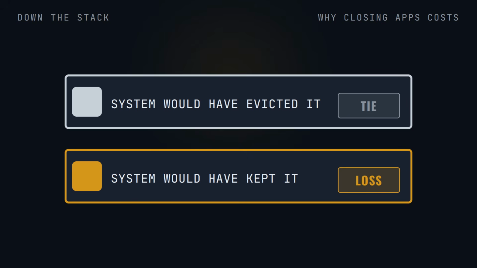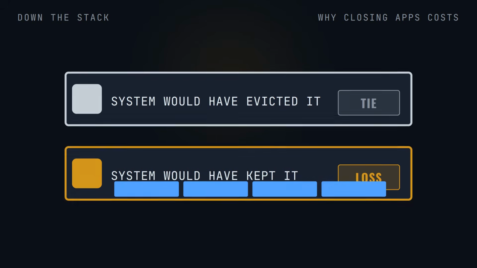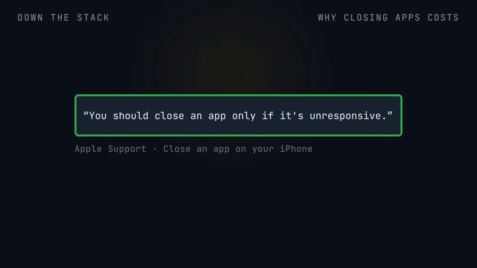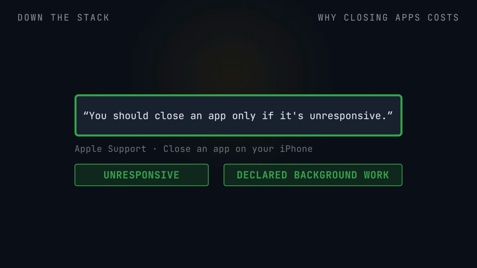Every time the system would have kept that app, which on a phone with room to spare is most of the time, the swipe throws the work away and bills you for it again. Apple's support page names the one place the gesture earns its keep. You should close an app only if it is unresponsive. A stuck app, or one genuinely working in the background because it asked permission to, is what the gesture was built for.